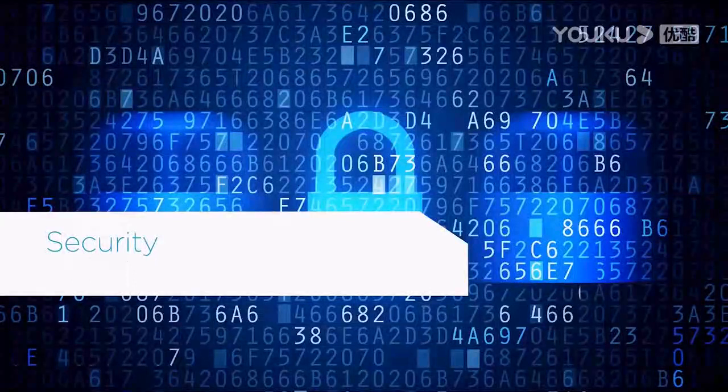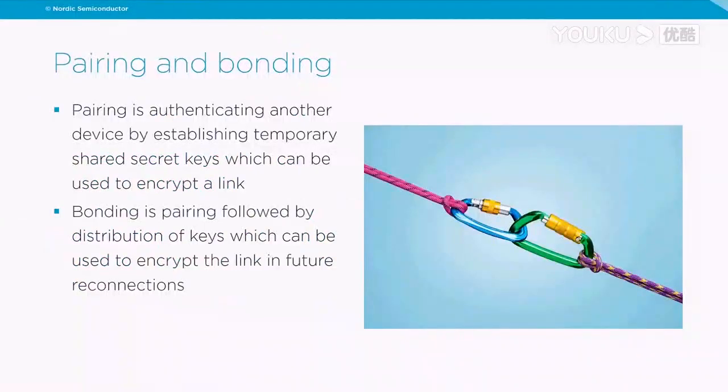Then over to security. First, some terminology. You have pairing and bonding in Bluetooth Low Energy. Pairing is authenticating another device by establishing temporary shared secret keys, which can be used to encrypt a link. Bonding is pairing followed by a distribution of keys, which can be used to encrypt the link in future reconnections.